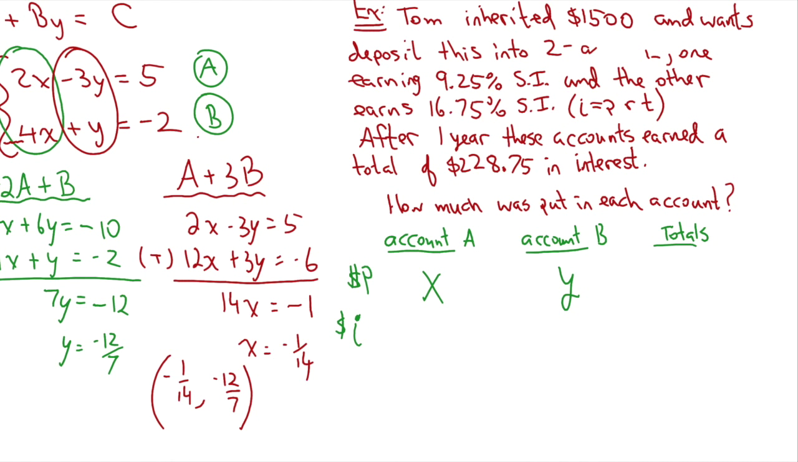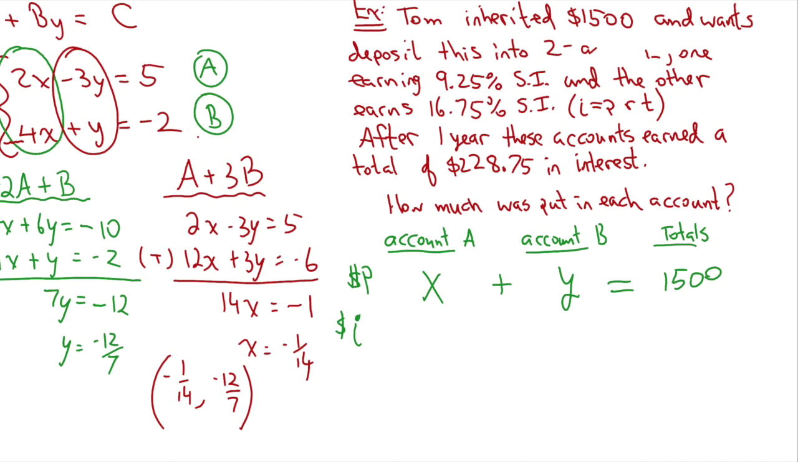And the total for all my accounts is 1,500. So what equation can I set up with this x, y, and 1,500? X plus y must equal 1,500. How much I put in the first account plus how much I put in the second account has to equal 1,500.